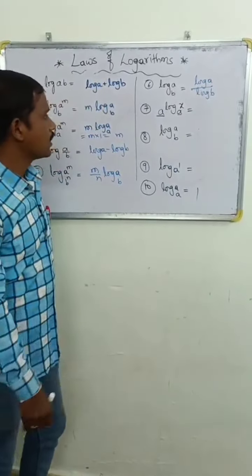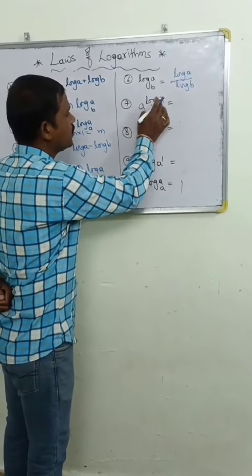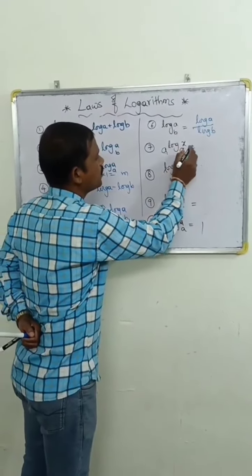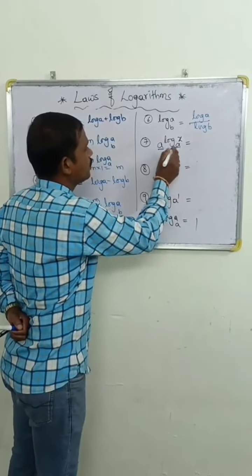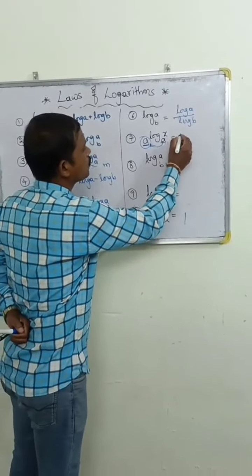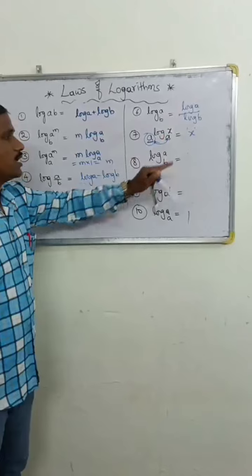Next one, A power log x base A. Here the base and the other base are equal, so the answer is x. A power log x base A equals x.